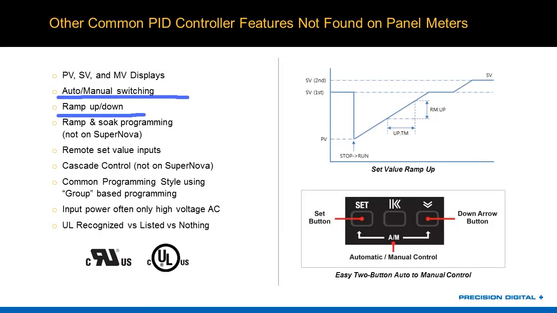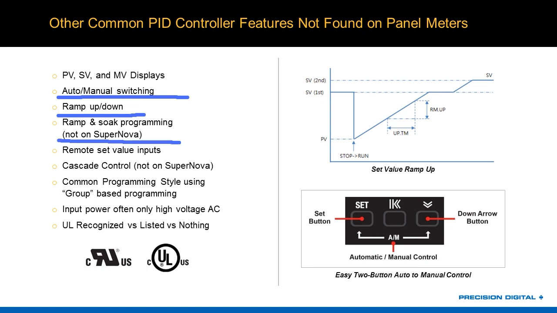Ramp up and down are settings that allow you to change the pace at which your set value changes. So if I go from 100 degrees to 200 degrees, maybe I don't want to cause system shock by cranking my output to 100% immediately. If I'm opening valves or I have a very sensitive process, I might want to slowly ramp up that 100-point change in my set value, and you can set those times and how that works.